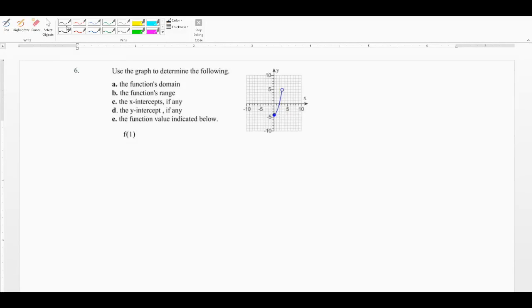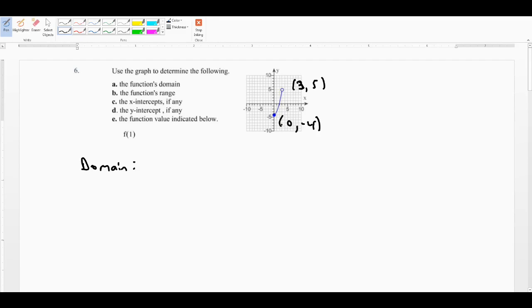Let's use this graph to answer some questions. So the first question is the domain. Now the domain is a set of all x values, and x values go left and right. So the first thing we really might want to do is label these 2 points. That point looks like (0, -4), and this point looks like (3, 5).